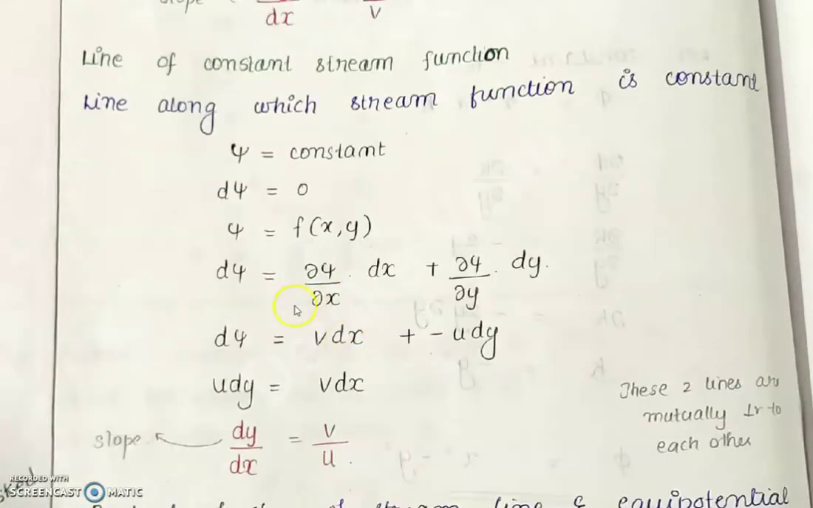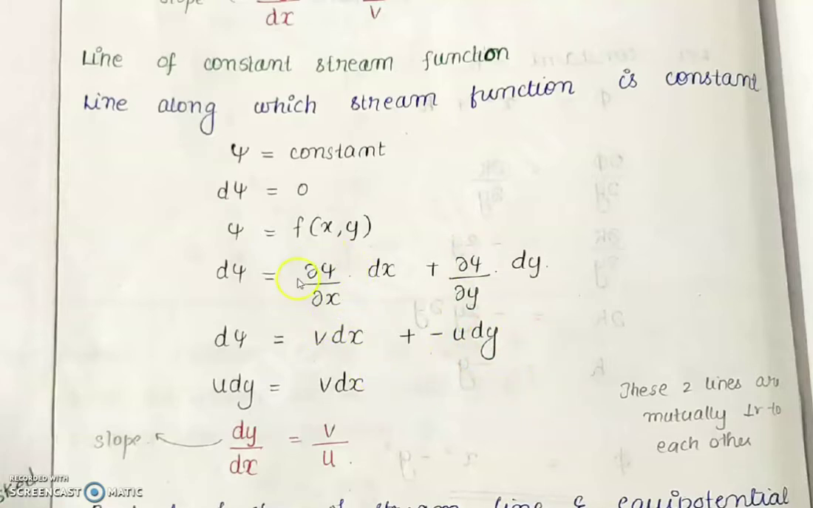So differentiating this particular stream function, d psi will be equal to dou psi by dou x into dx plus dou psi by dou y into dy. Okay, so what is dou psi by dou x? It is v, so v dx, plus dou psi by dou y, that is minus u, into dy.